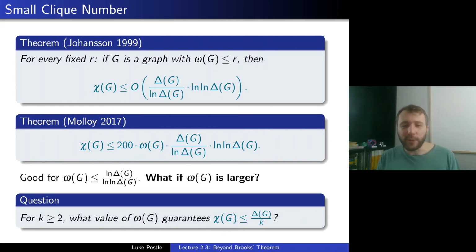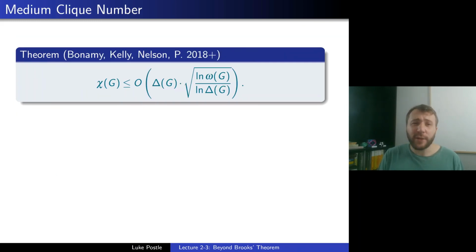So here's a natural question, what if we want to do better than Reed's? For every k at least 2, so fix some constant, 3, 10, etc., what value of omega guarantees chi to be at most delta over that k? So say we want to beat Reed's, we want to get to delta over 3 or delta over 10. What do we need to be true about omega for that to happen? So that's a very nice question, and we actually kind of resolved this.